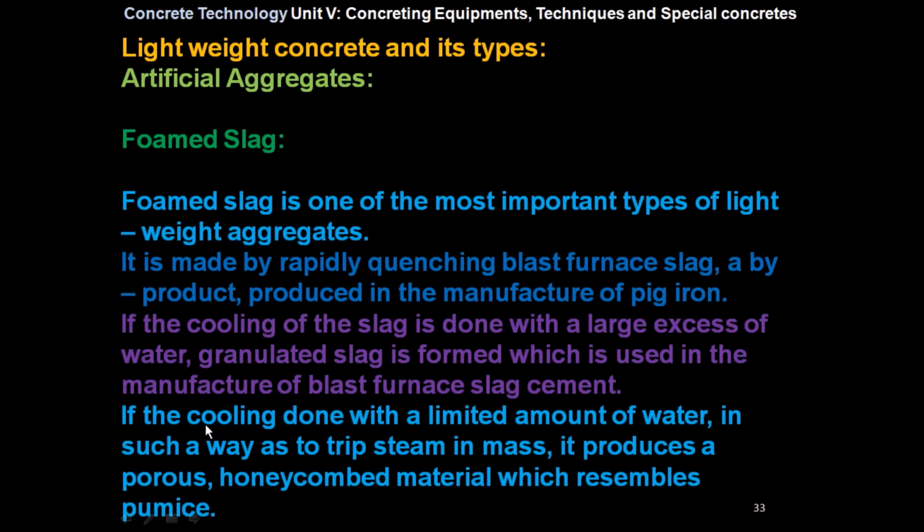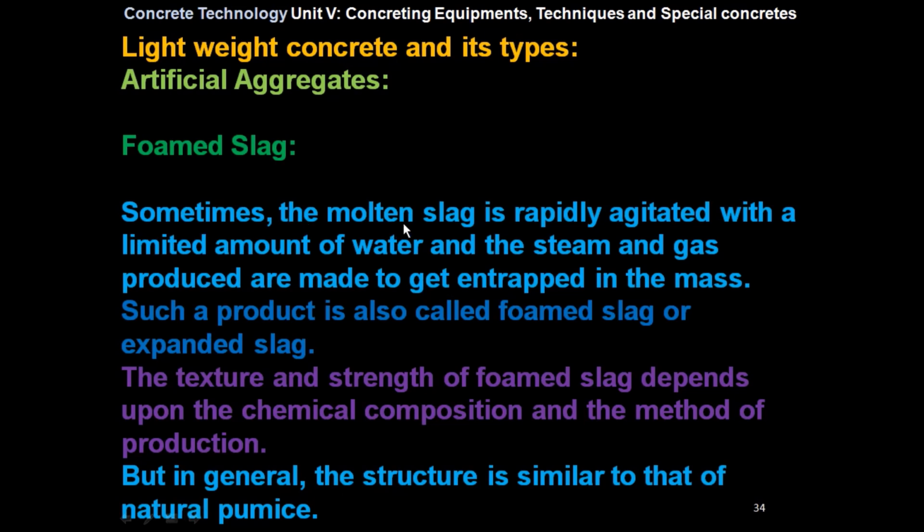If the cooling is done with a limited amount of water in such a way as to trap steam in the mass, it produces a porous honeycombed material which resembles pumice. Sometimes the molten slag is rapidly agitated with a limited amount of water, and the steam and gas produced are made to get entrapped in the mass. Such a product is also called foamed slag or expanded slag.